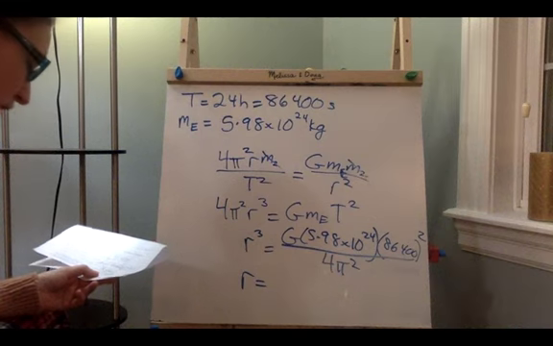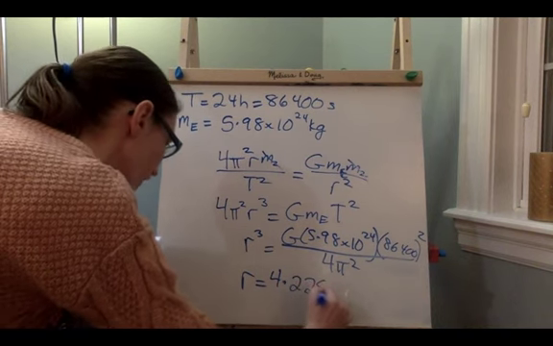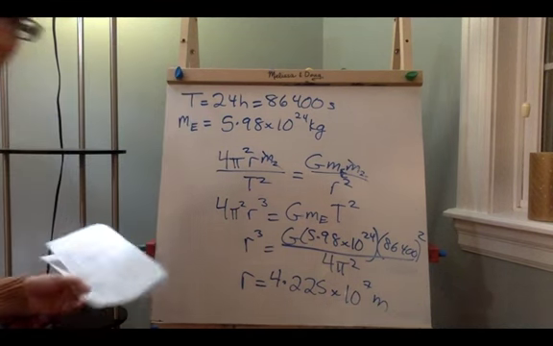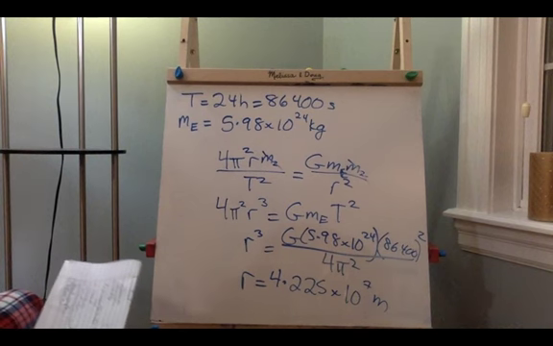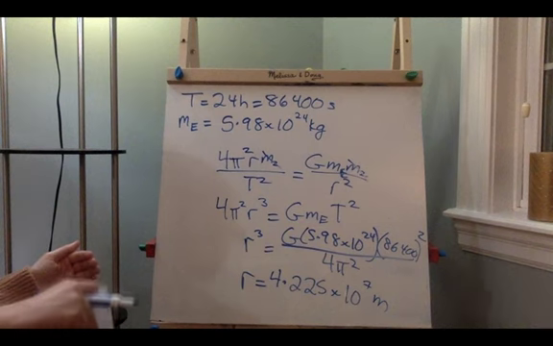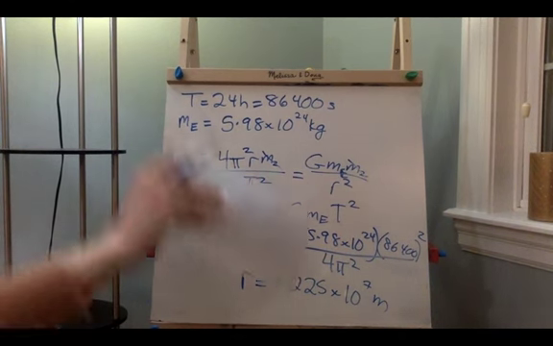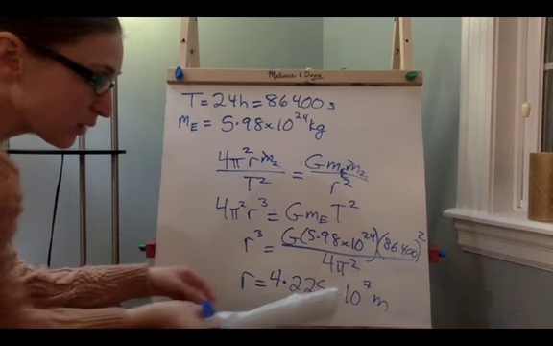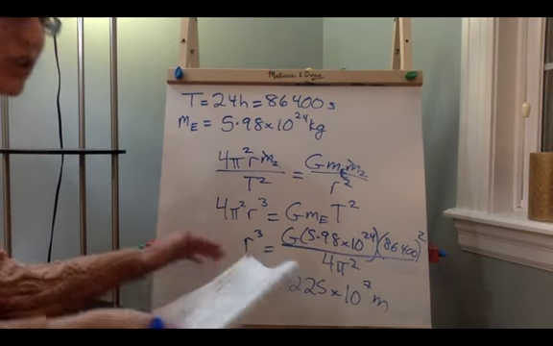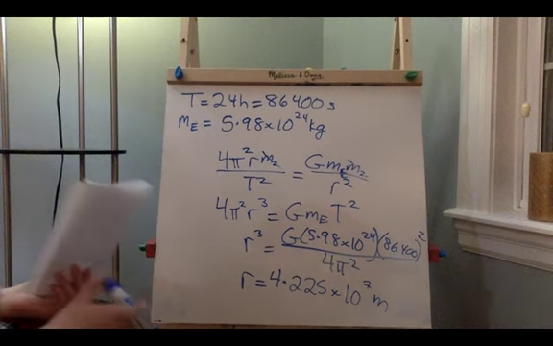So you end up getting a value where r is equal to 4.225 times 10 to the 7 meters. Okay, so now that's the radius that you're going to get, right? Because it's the radius from the center of the object being orbited, right? So the Earth in this case, all the way to the actual height of the object. So that would mean that we'd have to take this value here and subtract the radius of the Earth to actually get to see, well, how high above the surface of the Earth is the satellite itself, okay?